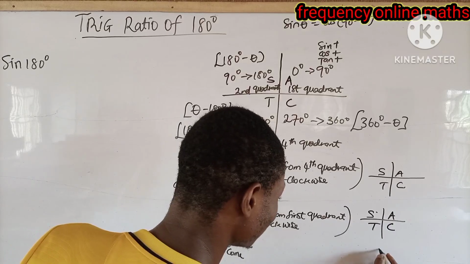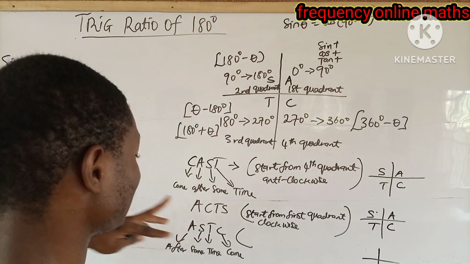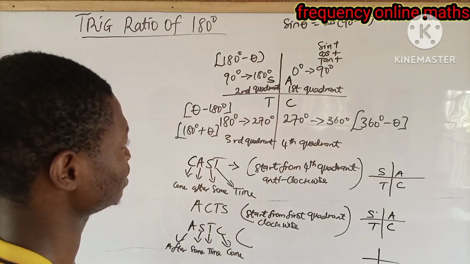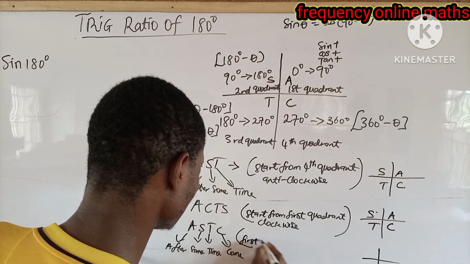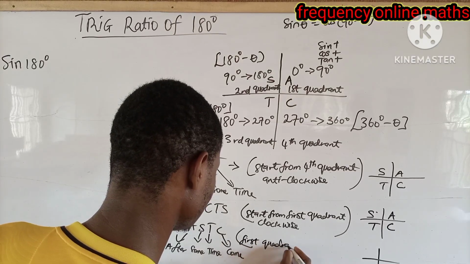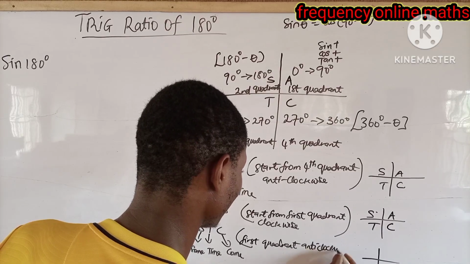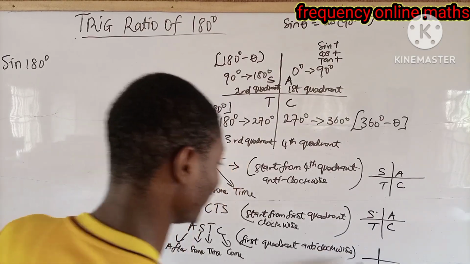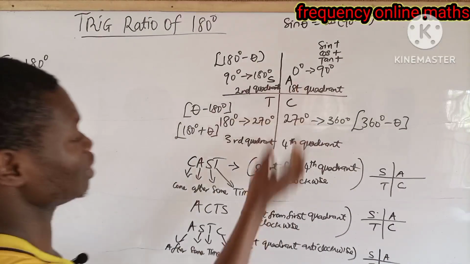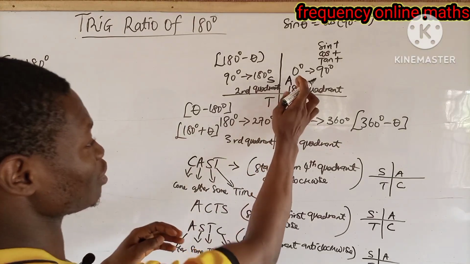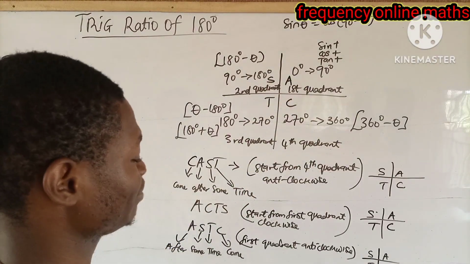So this one, let's draw the quadrant. This one starts from where? The first quadrant, anti-clockwise, like this one. So first quadrant here, anti-clockwise. So this one and this one are almost the same thing, but this one you can just say all students take course. This one is after some time come.